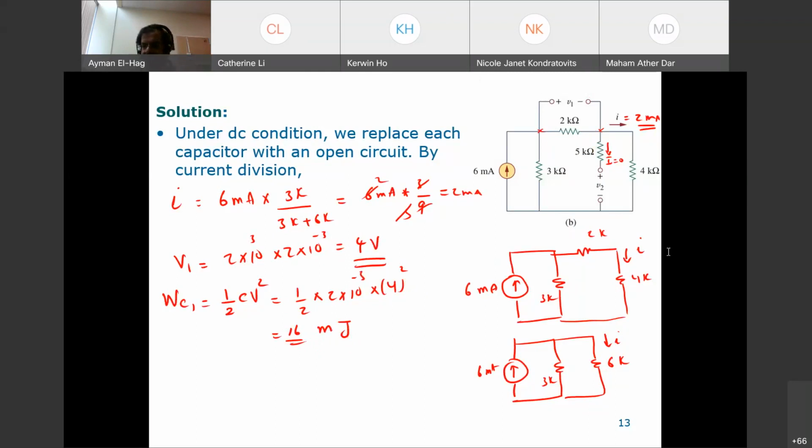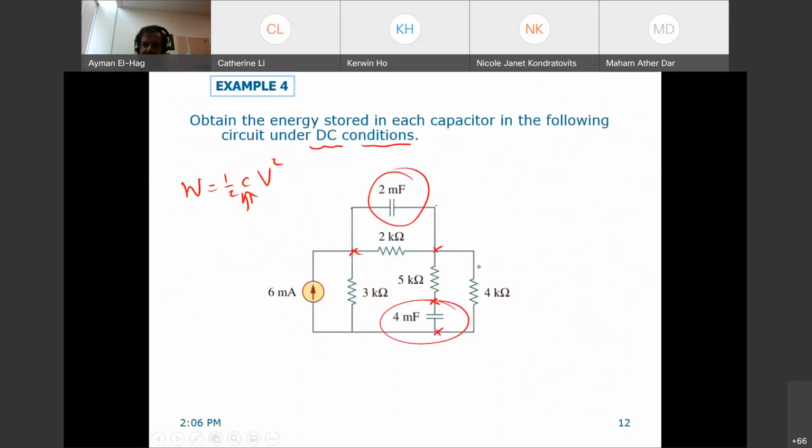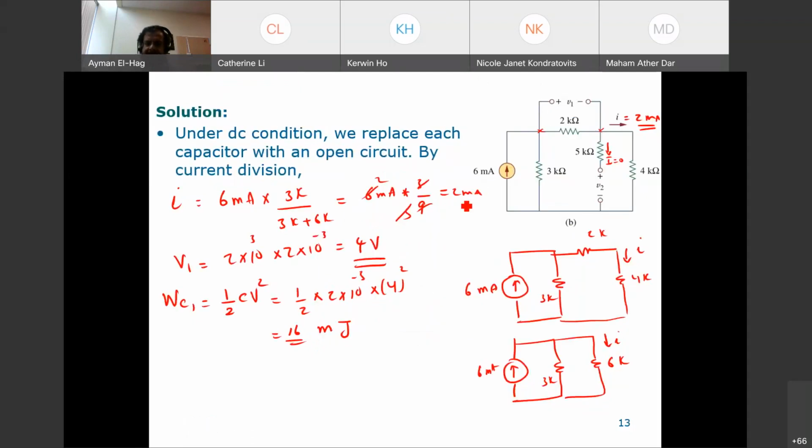Let's see here, there is a question before I proceed. Where is V1 on the circuit? This is V1. Let's go back here. This is your capacitor, and this is the voltage across the capacitor. It becomes an open circuit. So this is my V1.